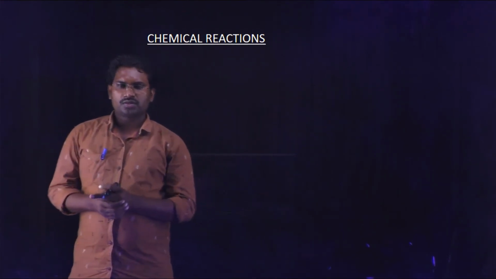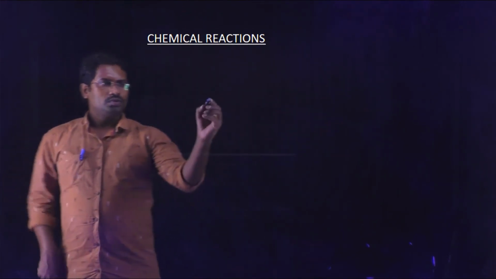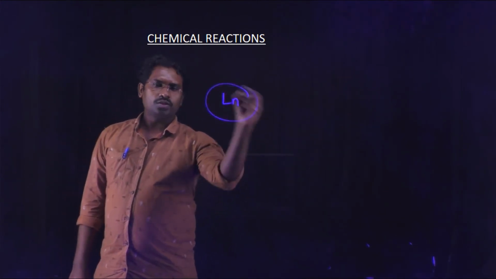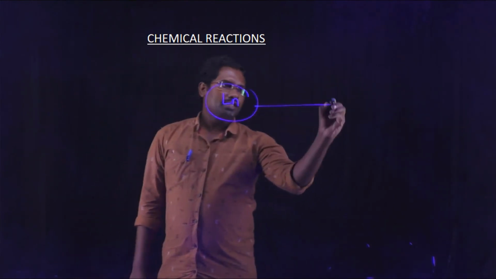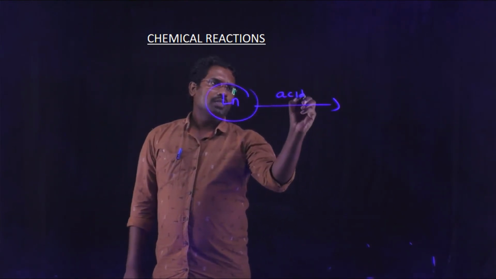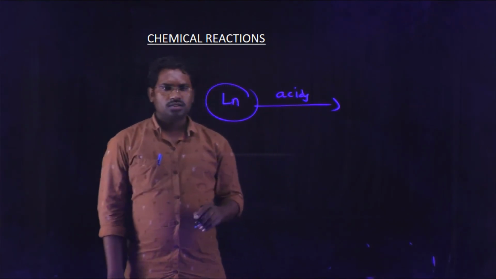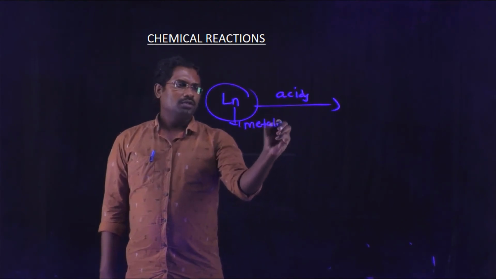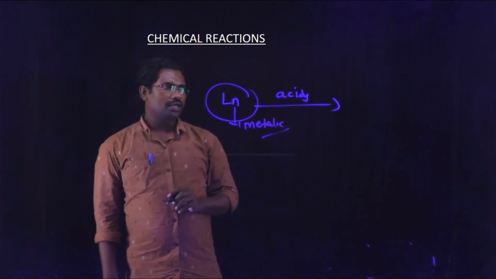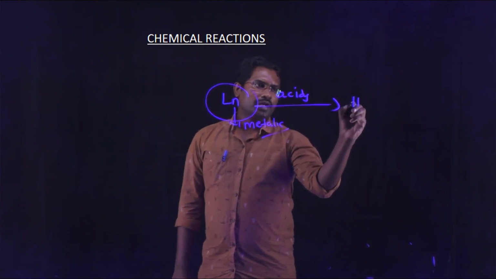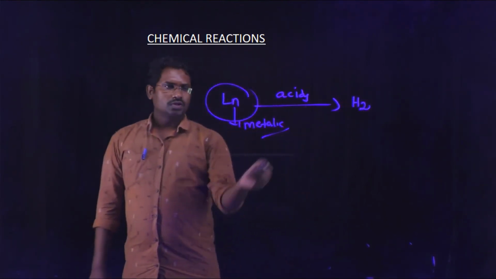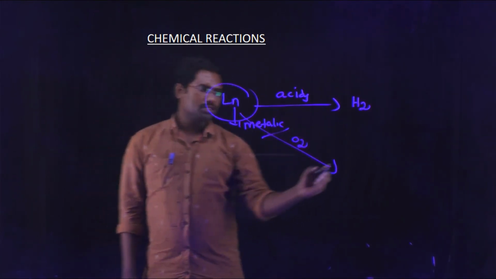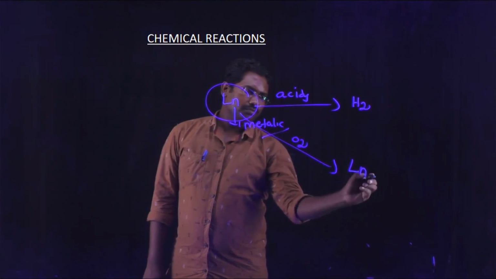So, chemical reactions of lanthanide elements. Lanthanide elements can be represented by the symbol Ln. These lanthanides react with acids. Generally these lanthanides have metallic character, you know that very well. Due to the metallic character, they react with acids and liberate hydrogen gas. Lanthanides also react with oxygen to form their corresponding oxides.